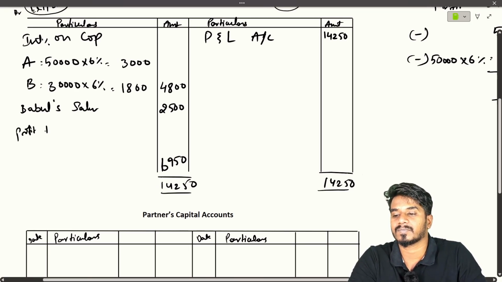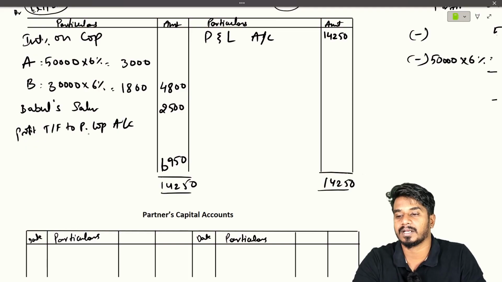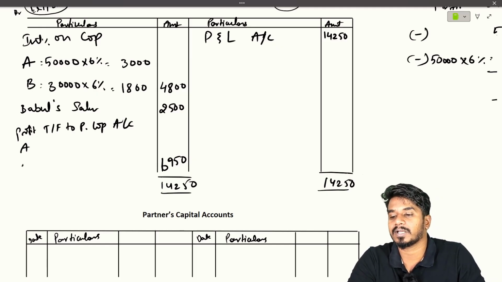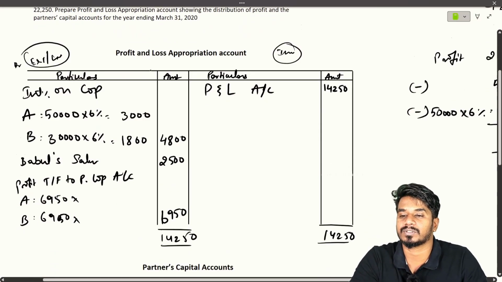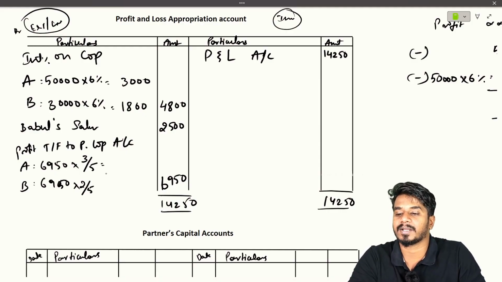Profit transferred to partners capital account. You need to write the full form, so don't write short forms in the notes and also in the exams. Right. So A and B, that is Amitabh and Babul. What is the profit? 6,950 rupees. In what ratio will we share? We will share among the partners in the profit sharing ratio of 3 is to 5, which means 3 divided by 5 and 2 divided by 5.